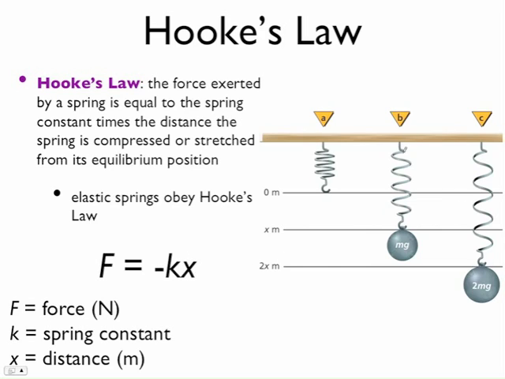So if this is our equilibrium position, this is how far the spring is stretched when nothing is on it. This is when it's got a little weight, and this is when it would have double the weight. If you have a spring and it's just sitting here and that's its rest position, that max distance is that x.